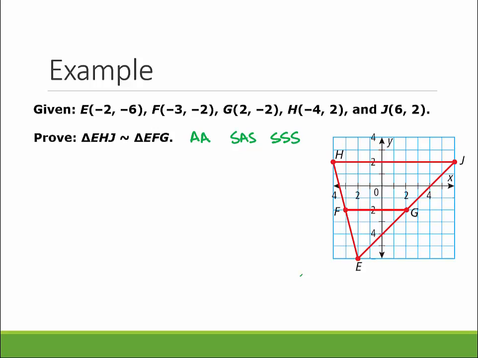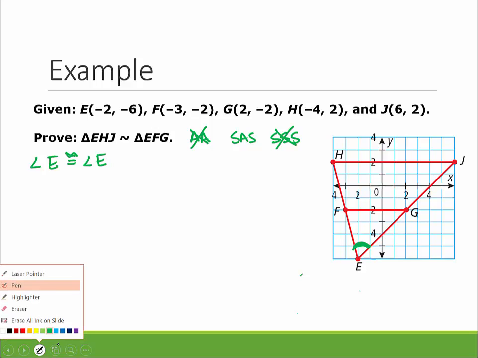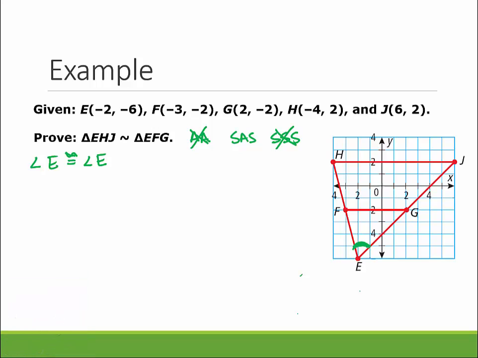Now because they share one angle, this angle here, we're not going to use side-side-side. So we have these two options to choose from. Angle-angle requires two angles, and we only know one, so we can't use that. So we have to prove that two sides are proportional, and we already know that angle E is congruent to angle E. So our job is to prove that FE over EH is proportional to EG over EJ.